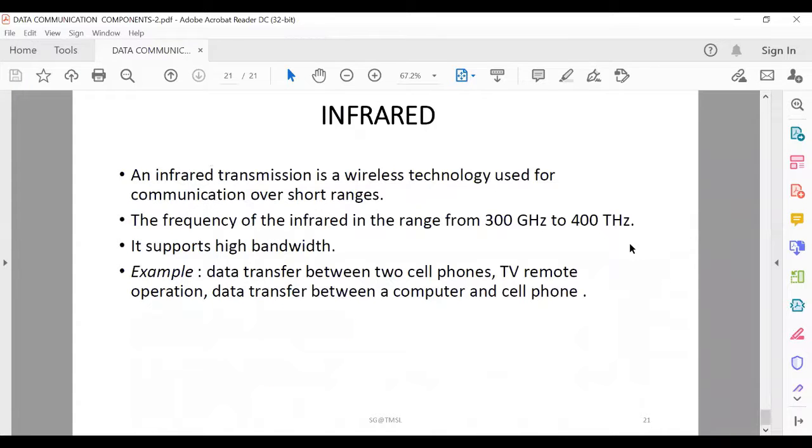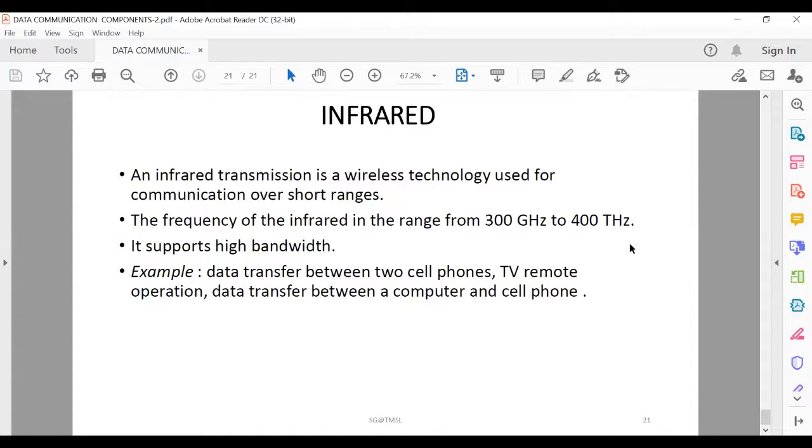Next is the infrared. This is wireless technology used for communication over short ranges. The frequency to be considered here is from 300 gigahertz to 400 terahertz. It is used for short range purposes, such as data transfer between two cell phones, or TV remote operation, or data transfer between a computer and a cell phone which reside in the same enclosed area. It basically supports high bandwidth, and hence the data rate will be very high.